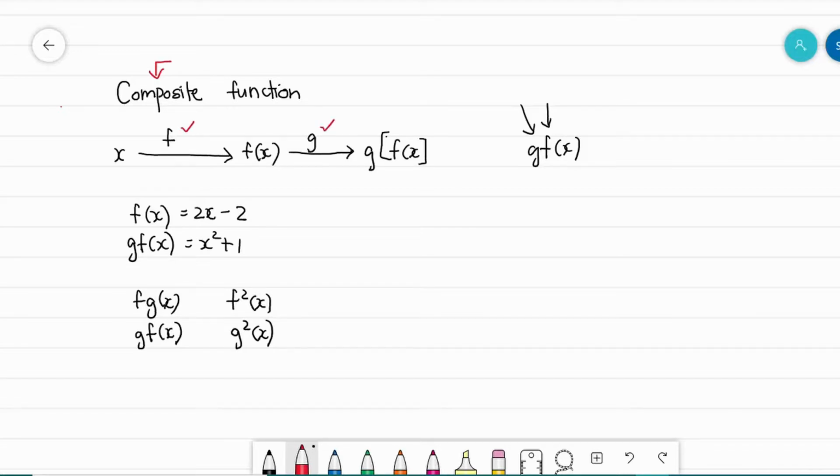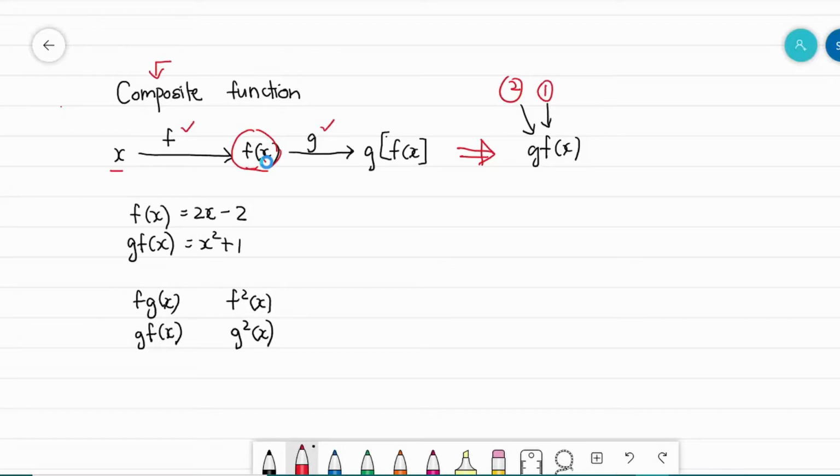So if this is the object and this is the image, x undergoes the function of f, and you will have f(x). Then this f(x) you can treat as the object for the function g, and it will become g(f(x)), and this is the notation. In this topic, if you have g(f(x)), you have to know f is the first function and g is the second function that the x has undergone.